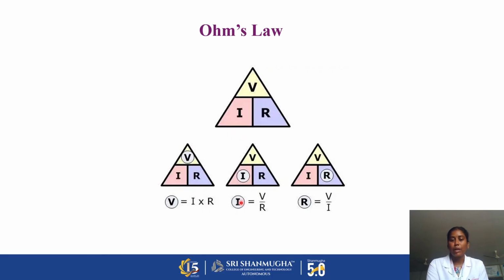In the second diagram, for I, V is in the numerator and R is in the denominator. So I equal to V by R. The third one, we need to find R. Again V is in the numerator and I is in the denominator. So R equal to V by I. So this triangle explains the interrelationship between voltage, current and resistance. From this triangle we can easily know how to calculate voltage, current and resistance if any two values are given and only one value is unknown.